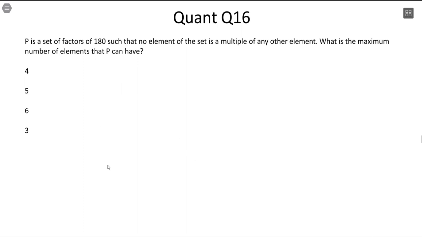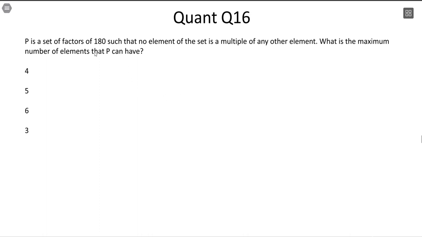Next question. P is a set of factors of 180 such that no element of the set is a multiple of any other element. What is the maximum number of elements that P can have? I have included this question because at most places they simply tell you these many elements will be there. Look at an example. What I want you to look at is how you can make your set, not necessarily the proper way, but a logical or insightful way to do this.